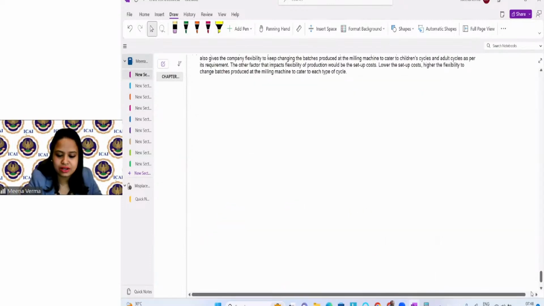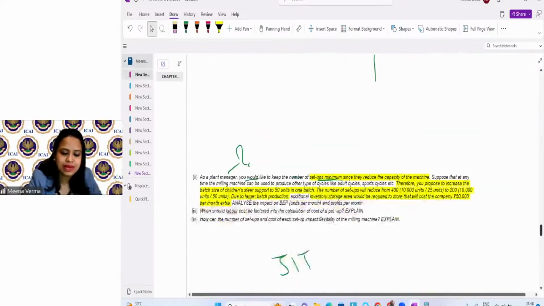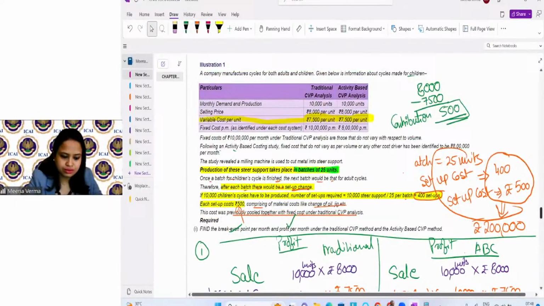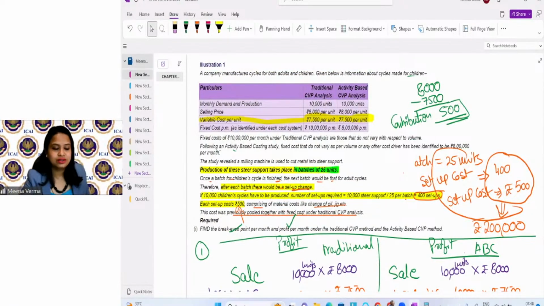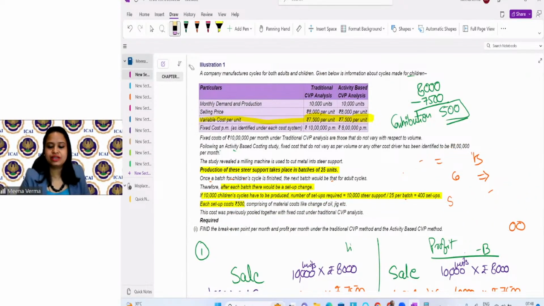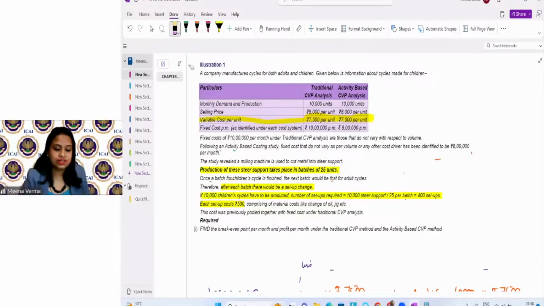And if you will see here what is happening, with the help of implementation of just-in-time system, they will manage to reduce what? They will manage to reduce their setup cost. I don't know if you remember or not, but we have discussed this in just-in-time system, that with the help of just-in-time system, we can reduce the setup cost. And you can see here also, they are actually focusing on reducing the setup cost.